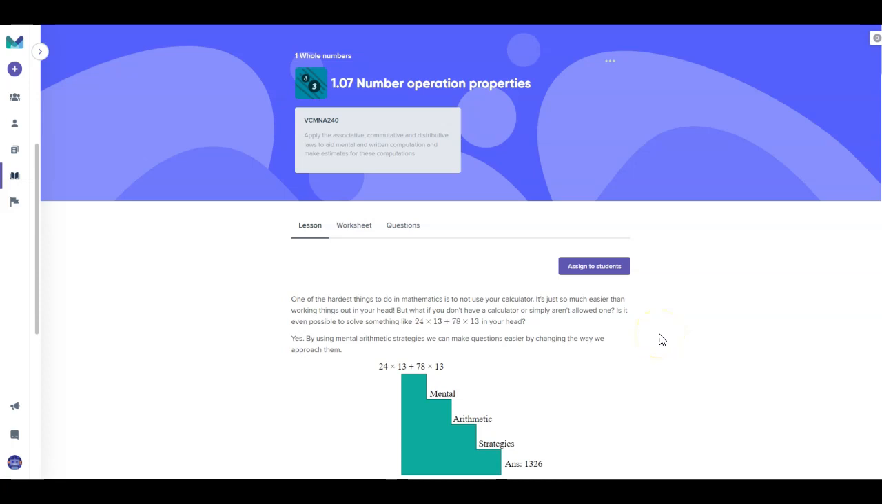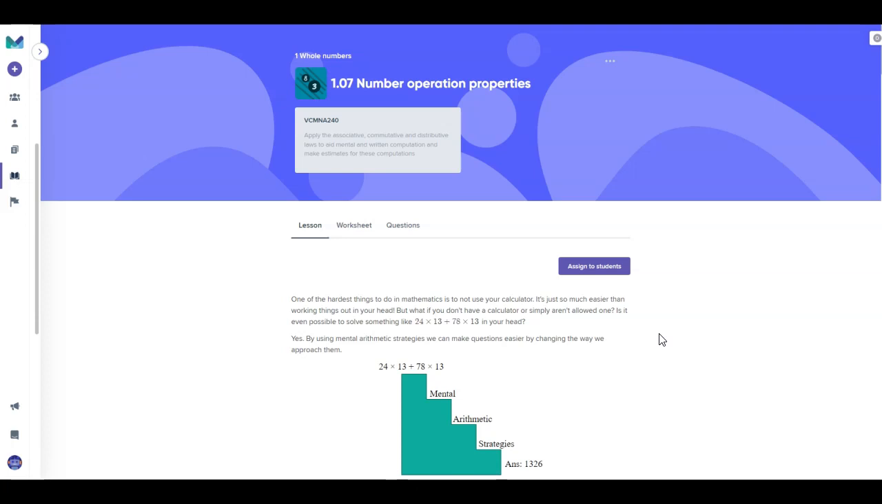Hi students, in this video we're going to be looking at 1.07 number operation properties. Basically in this lesson we're going to be learning about some laws and a good strategy to help us with some maths problems. Now before we begin, this can sometimes seem like a very complicated piece of the topic because we hear that word law and it can seem very scary.